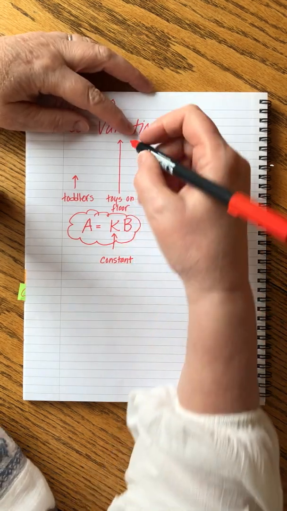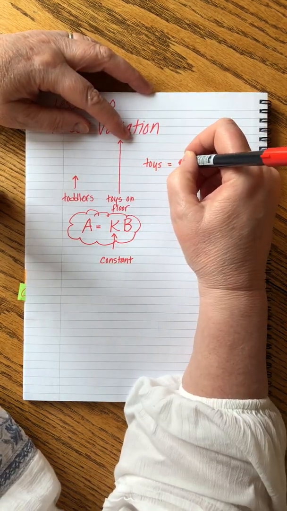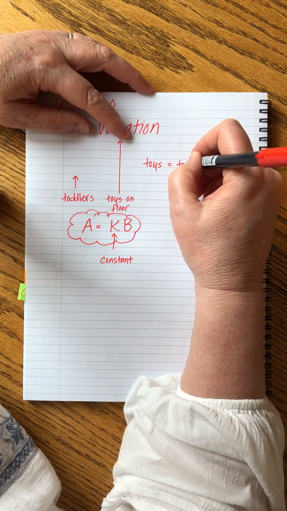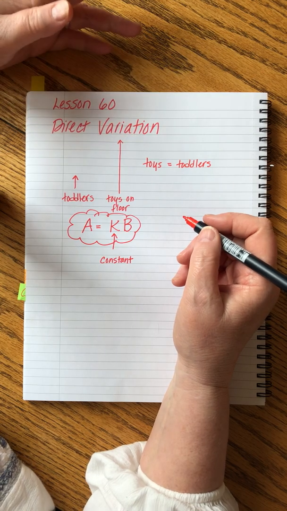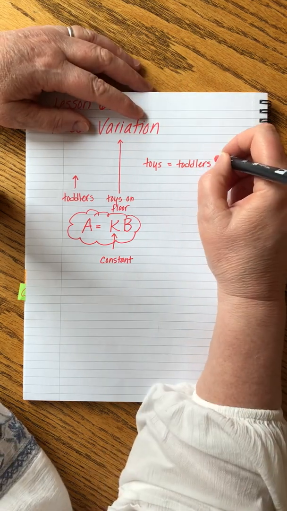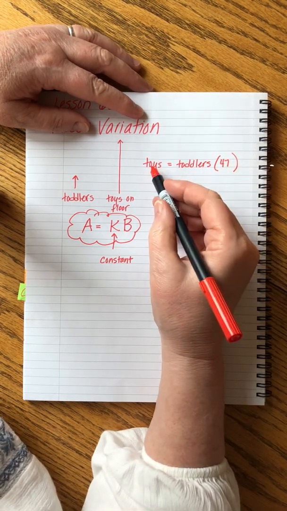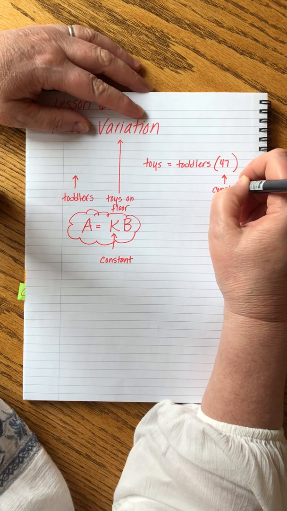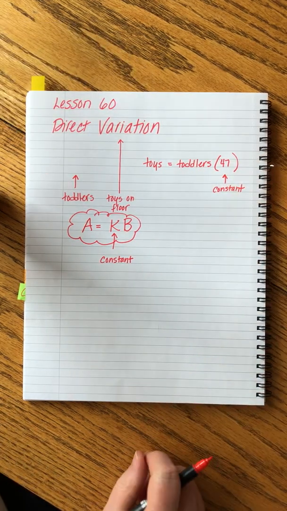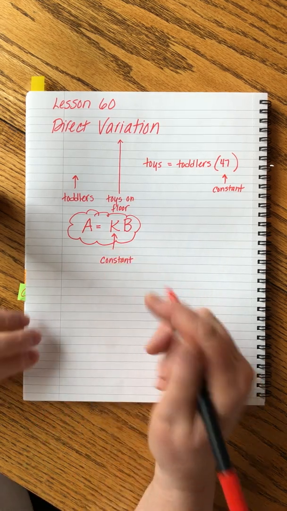In our example, we would say that the number of toys on the floor equals the number of toddlers times the number of toys that each one of them got out, let's say 47, right? That is the constant that I'm talking about. It's a special number that links the two behaviors together, all right? Let's do an example.